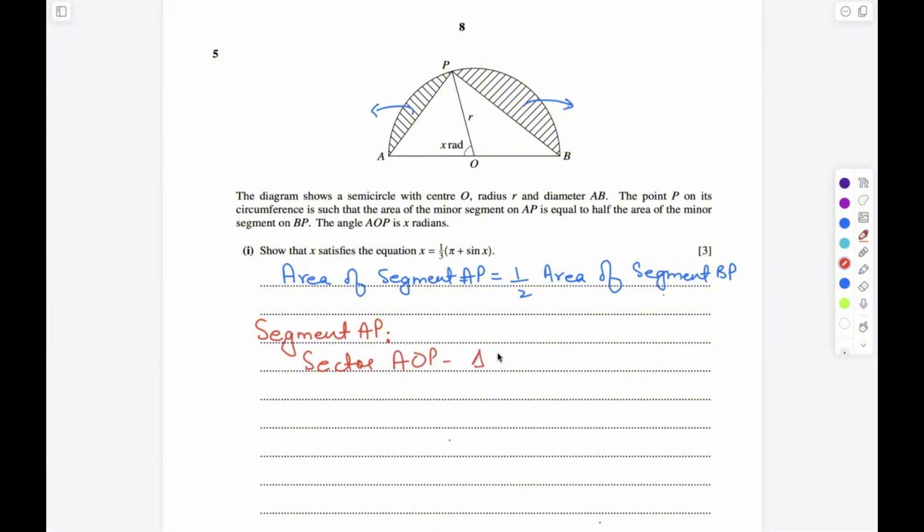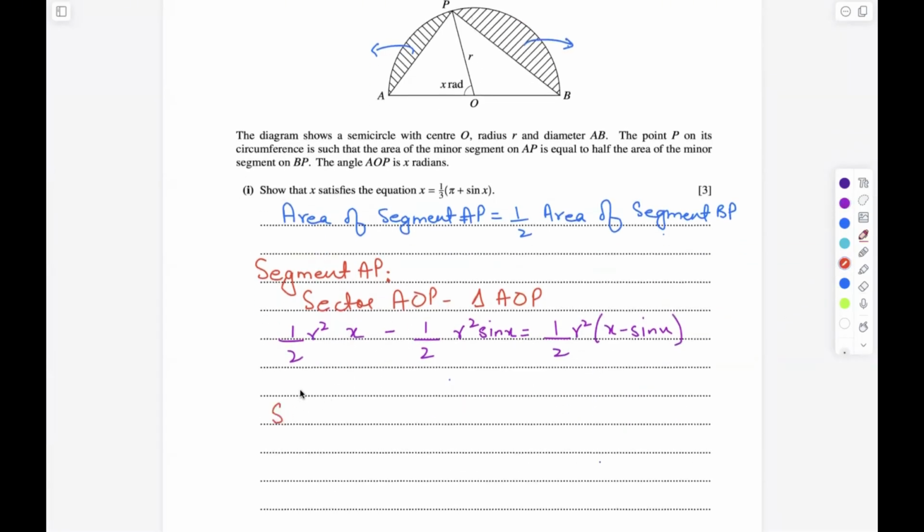So the area of sector is given by the formula half r squared theta. In this case, we have half into r squared, and theta is x. And the area of triangle will be given by the formula half ab sine C. So this will become half, and the two lengths are r and r, so that will become r squared, and the angle is x, so sine x. As half r squared is common, we can simplify it and write it as half r squared into x minus sine x.